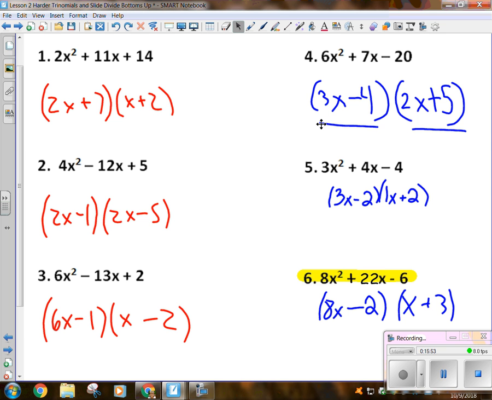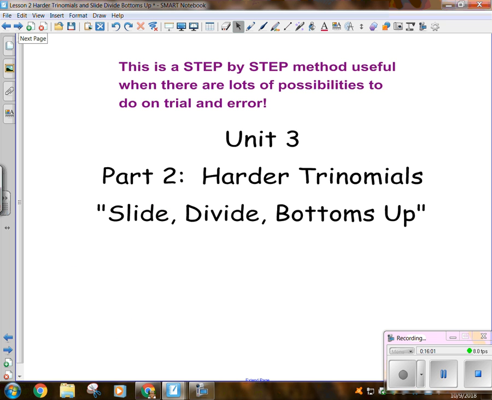But the inners and outers, like I said, is ultra important. You cannot really get it factored unless you check that middle term to make sure you got it right. Okay, on the other side, these are like part 2. It's called slide, divide, bottoms up, and that's the strategy. Some people think it's easier because you don't always have so many combinations to check. So it takes a little bit out of having to check and do so much trial and error. But there are steps you have to follow, and if you miss a step, you're going to miss your factors.